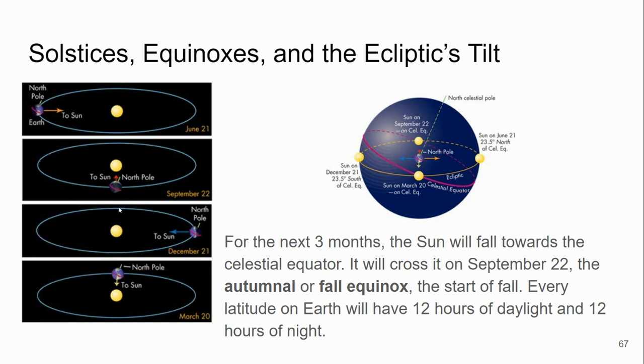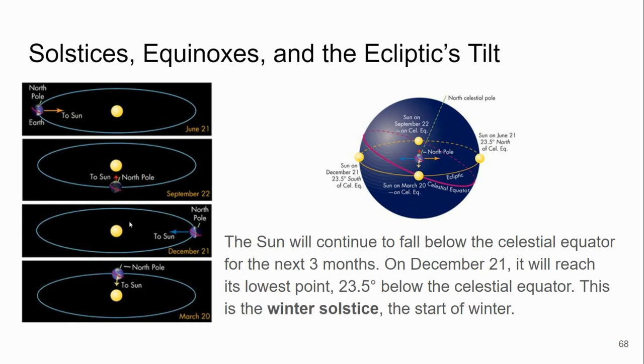And now the sun is falling closer and closer to the celestial equator. And the day that it actually gets to the celestial equator is the equinox, in this case, the fall equinox. So the Earth is here in its orbit. And at this point, every single location on Earth has 12 hours of daylight and 12 hours of darkness. And then for the next 3 months, the sun keeps falling lower and lower. So on September 22nd, the sun was on the celestial equator. For the next 3 months, every day it gets a little bit lower beneath the celestial equator.